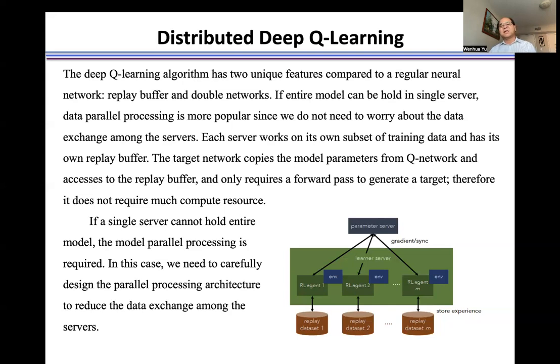That's the first one. The second is that deep Q-learning uses two networks. One is a Q network, and the other one is a target network. However, the target network is just one forward pass to generate the target, so we don't need to train the target network. That's why we can put the target network in each model server. So still, we use the data parallel processing method, the same as we described previously.